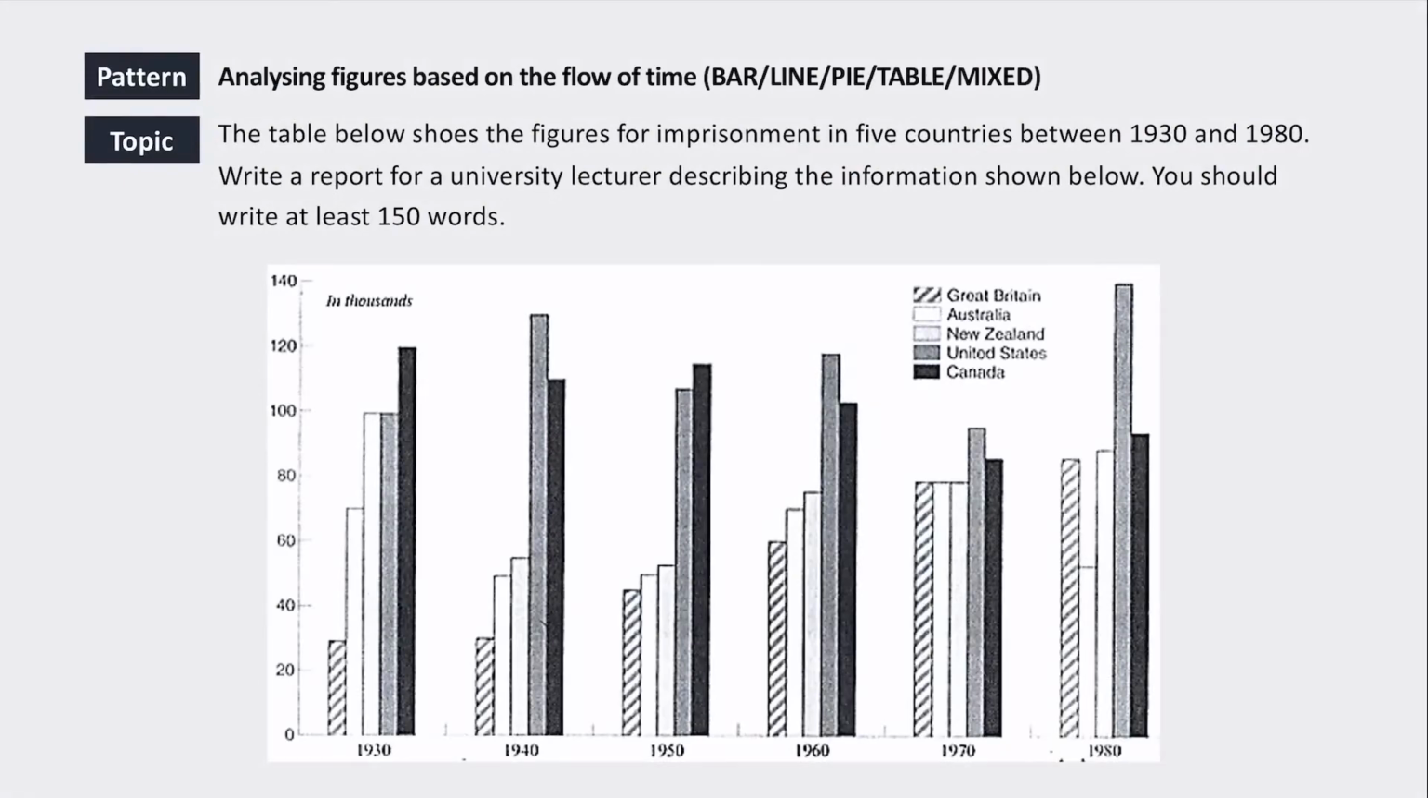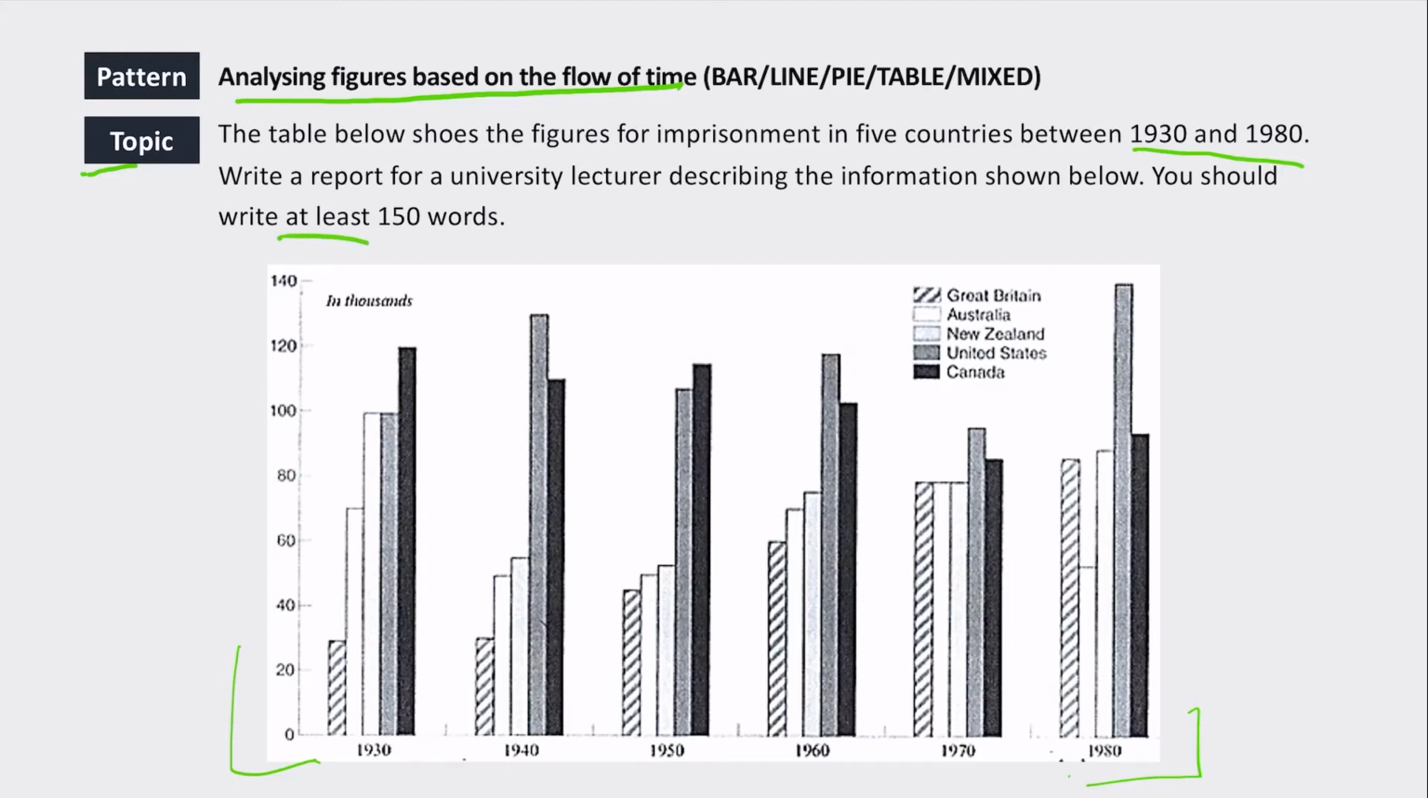Okay, so we've got an IELTS Task 1 essay, and we're analysing figures based on the flow of time. As we can see, we've got a bar chart here that we're going to look at, and let's look at the topic. The table below shows the figures for imprisonment in 5 countries between 1930 and 1980. Write a report for a university lecturer describing the information shown below. You should write at least 150 words.